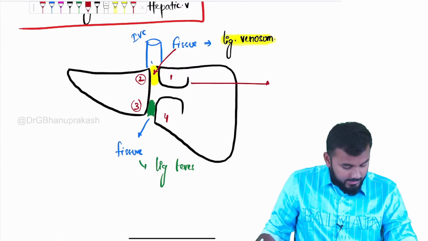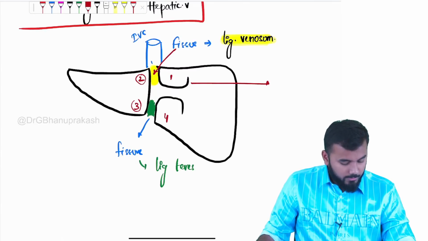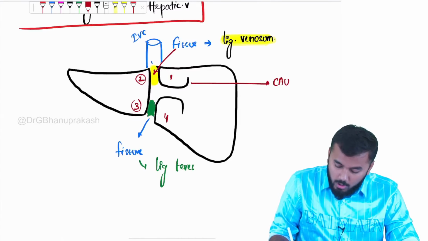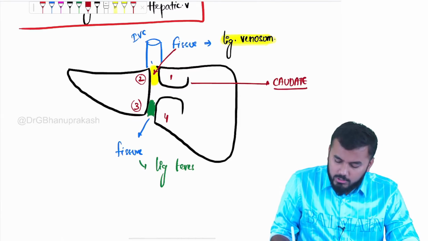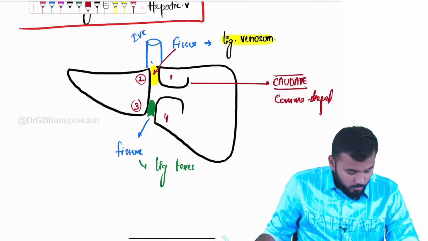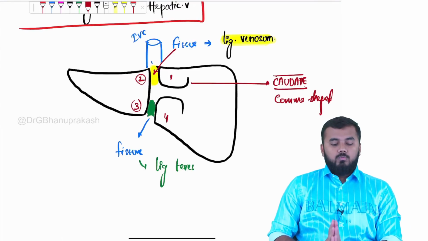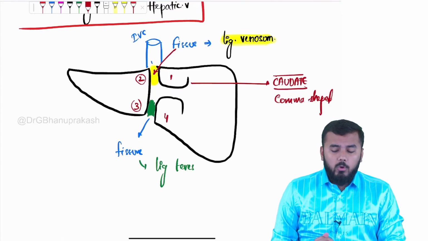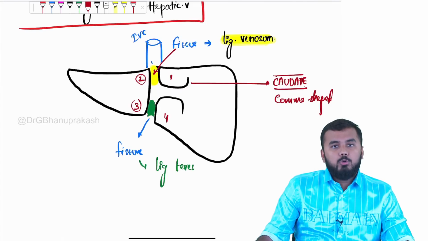Anyone? Excellent. Excellent, Cyanide. Excellent, Dr. Benedict. Excellent. This lobe is called as caudate lobe. You know what is caudate? Caudate is comma shaped lobe. It is like a comma shaped lobe. That is why it is called as caudate lobe. Now, if someone asks you, right, where is caudate lobe located? Caudate lobe is located on the posterior side.